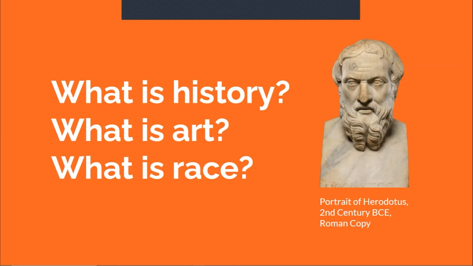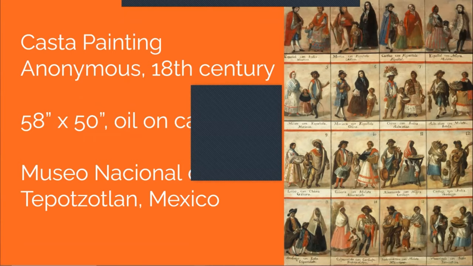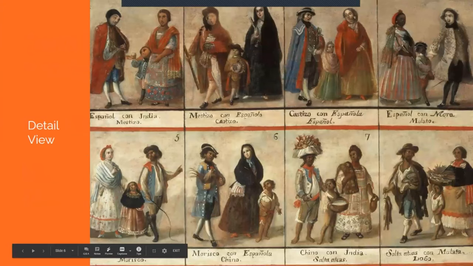Okay, cool. All right. So this is what's called a Costa painting, and Costa has to do with lineage, right? But this is one of the earliest examples of what we're talking about, this ideological construct put to form. And if we can go to the next one, you can see a detail of this. Just so that it's a little bit, yeah.